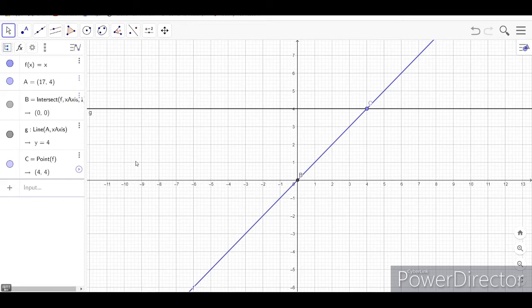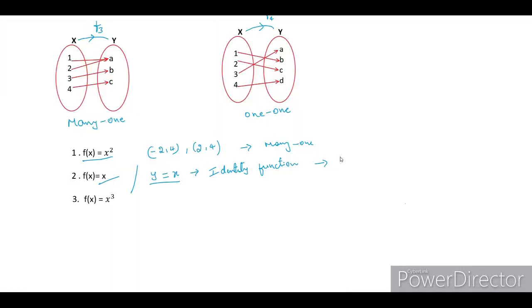4 is not mapped to any other element. In this case, this is 1, 1 mapping. So identity function is a 1, 1 mapping. Now the next example, f of x is equal to x cube.